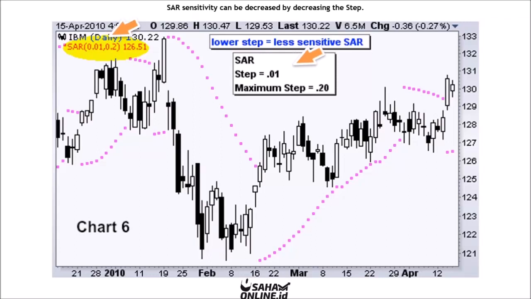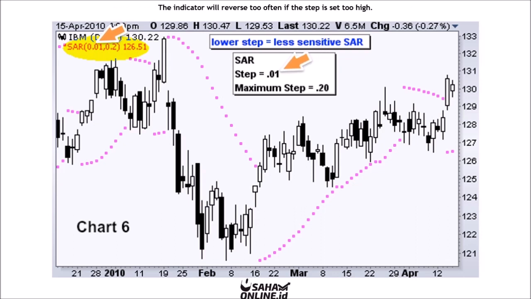SAR sensitivity can be decreased by decreasing the step. A lower step moves SAR further from price, which makes a reversal less likely. Similarly, SAR sensitivity can be increased by increasing the step. A higher step moves SAR closer to the price action, which makes a reversal more likely.